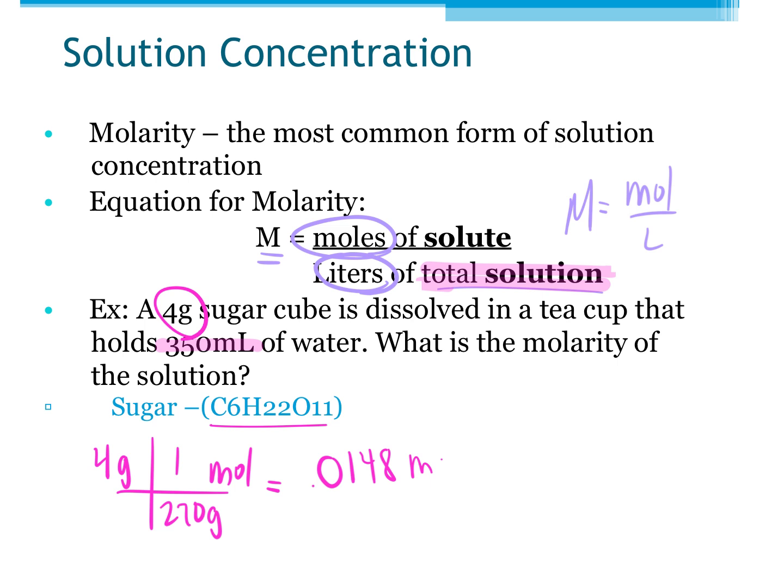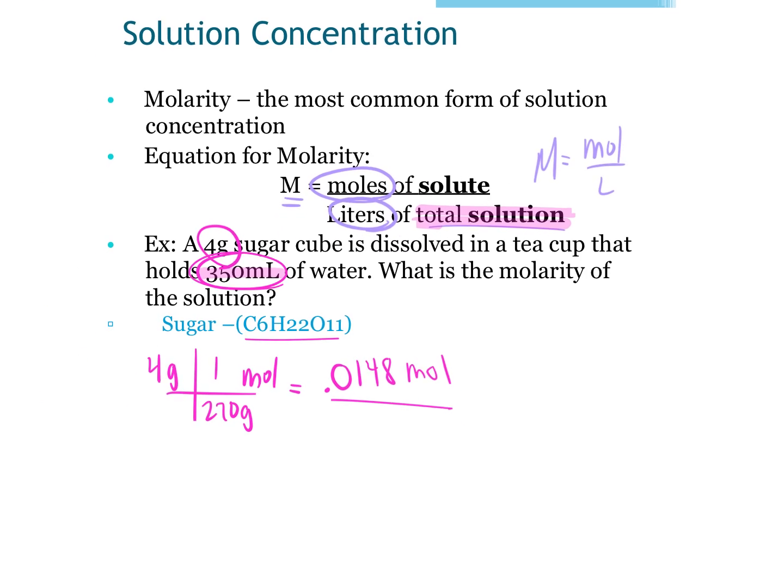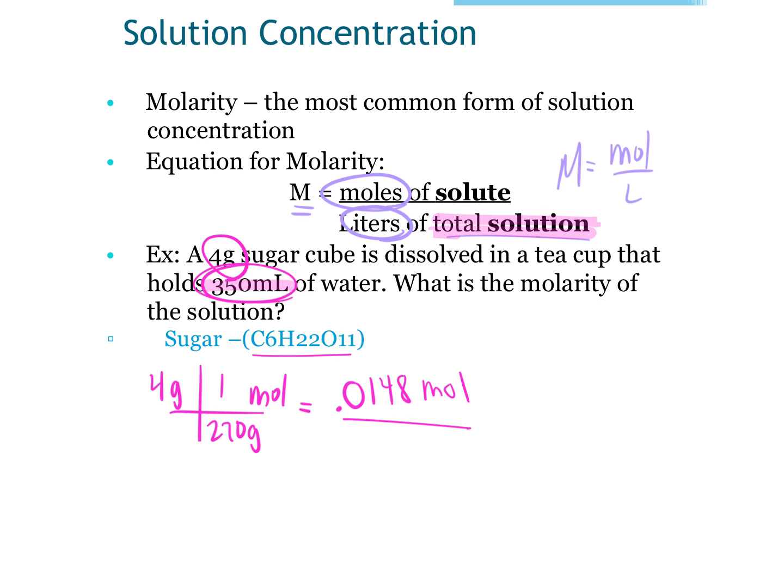All right, so moles, how about 0.0148? I don't really care where you round that. Not a huge deal one way or the other, but there's our moles divided by our liters. This is given to us in milliliters. So how can I convert that? Divide by 1,000. So 350 would be 0.35 liters. And that gives me a concentration of 0.042 molar. We just give that with a capital M.